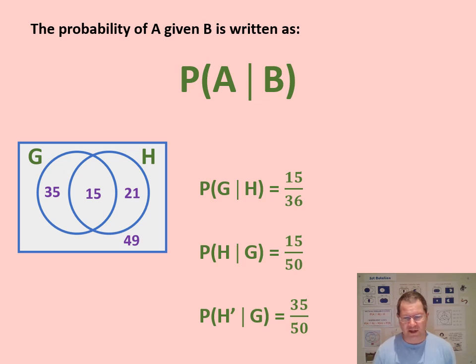Finally, the probability of not H given G, again we're starting off with G, so we've got the same denominator as when we did H given G, or 50, but this time when we're looking at not H given G, we're looking at the 35 and the 15, but we want the 35 because they're not in H. Okay, so in the previous question we wanted the 15 because they were in H as well as G. Now we want the ones that aren't in H as well as G, so 35 over 50.